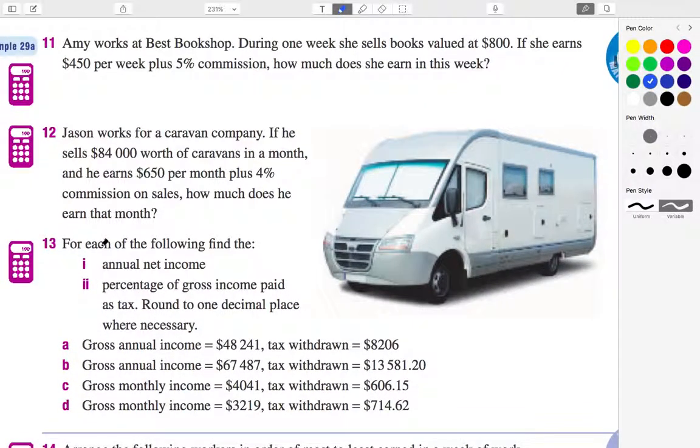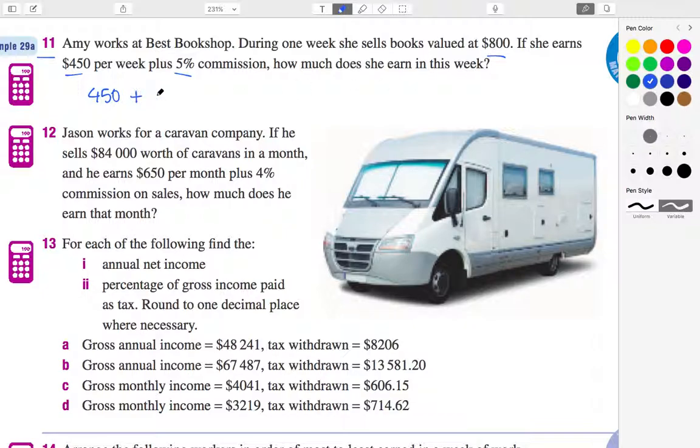Okay, so looking now at question 11. Amy works at Best Bookshop during 1 week. She sells books valued at $800. If she earns $450 per week plus 5% commission, how much does she earn in a week, right? So let's see what we have. We get $450 per week, okay, and then we get a commission, right? So the commission is 5%, and she sells books worth $800.